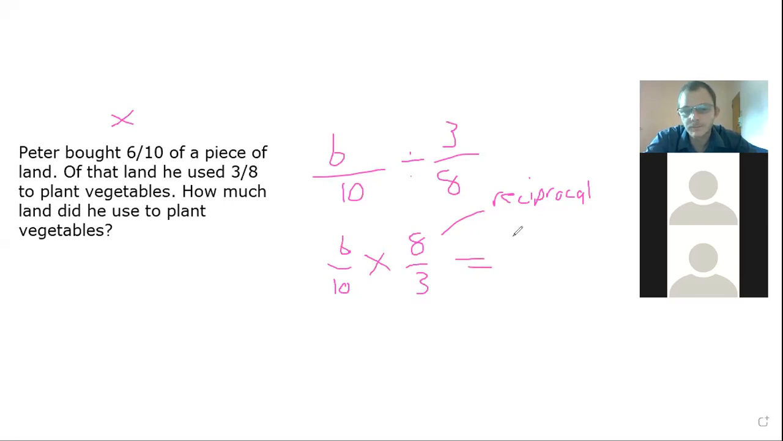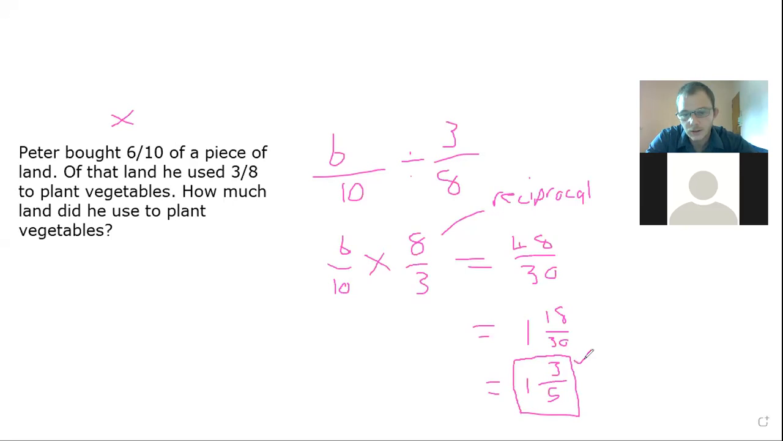6 times 8 equals 48. 10 times 3, over 30. So if this was the case, then we will have 1 and 18/30 equals 1 and 3/5. 1 and 3/5. That will be our simplification. Here we will get our marks. If this is our answer, you can get 3 marks for this problem.